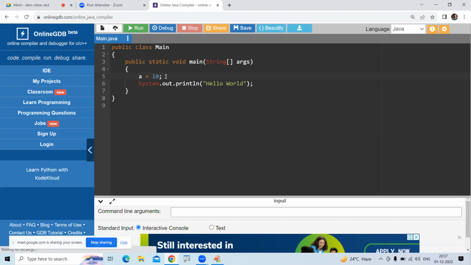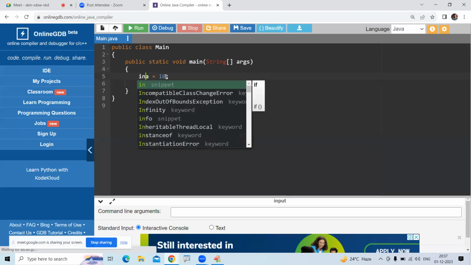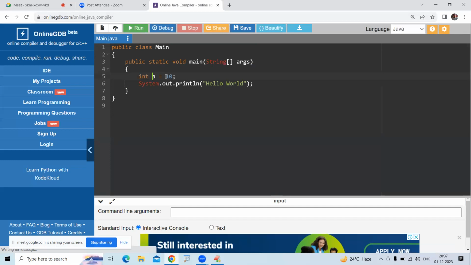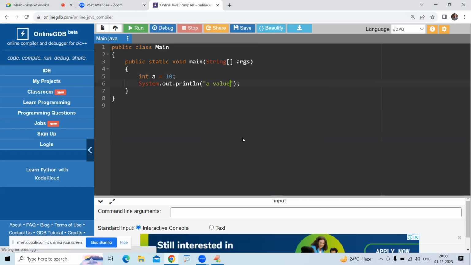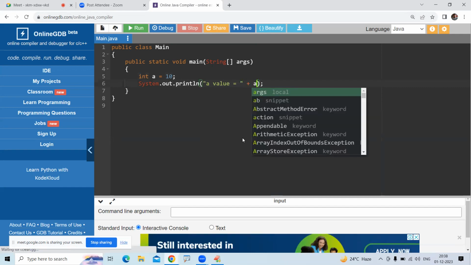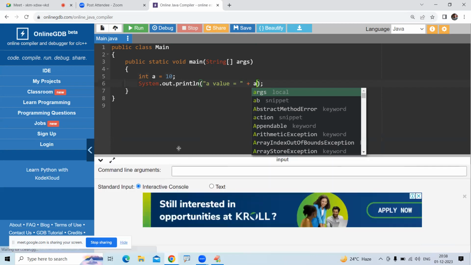Sir, which type is it? 10 is an integer type. Yes, int I am taking. I'm printing the a value. With our previous knowledge, with the message I am writing, "a value equals to" plus a. It will display the a value.